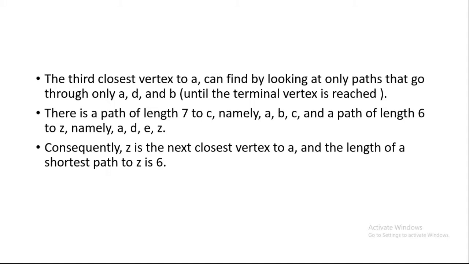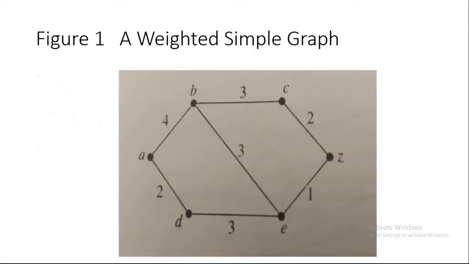Then the third closest vertex to A can be found by looking at only paths that go through only A, D and B until the terminal vertex is reached. So there is a path of length 7 to C, namely ABC. See here, A to B 4 and B to C 3. So 4 plus 3 is 7.